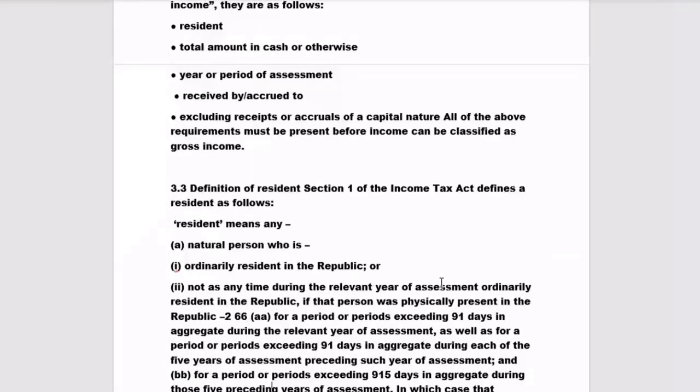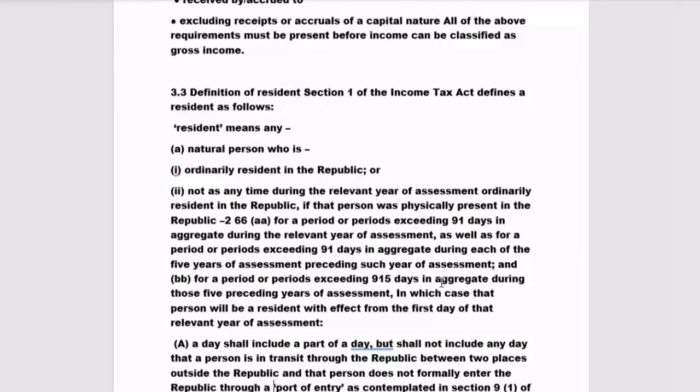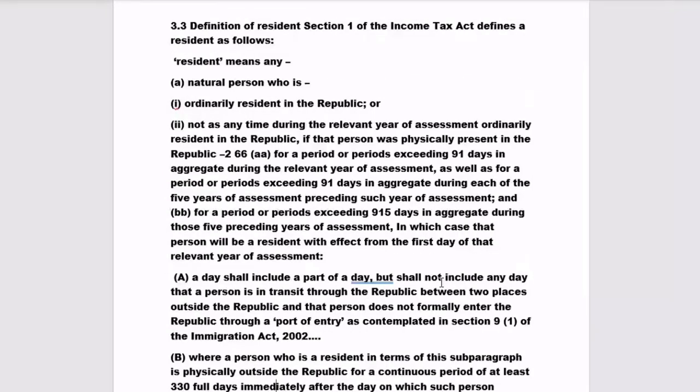Let's see 3.3. We are now going to define what a resident is in terms of the Income Tax Act. It says that a resident is any natural person who is ordinarily resident in the Republic, or who is not ordinarily resident in the Republic at any time during the relevant year of assessment, if that person was physically present in the Republic for a period exceeding 91 days in aggregate during the relevant year of assessment.